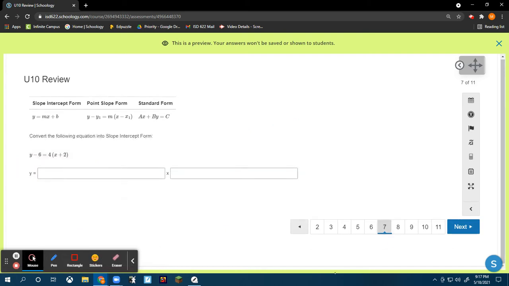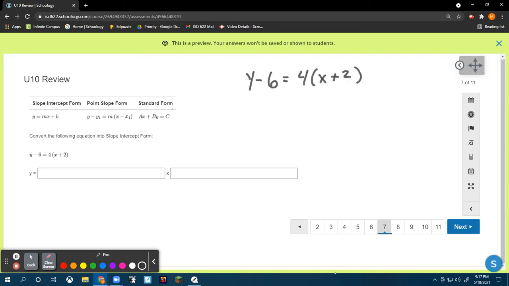Go number 7. We're going to start converting here. We want to change this into slope-intercept form. So let's start writing up here: y minus 6 equals 4 times x plus 2. When going into slope-intercept form, we're going to do 2 steps. First thing you're going to do is distribute the m. Remember, the m is right here in the point-slope form. In step 2, you're going to add or subtract the y1, depending on what y1 is currently in the equation.